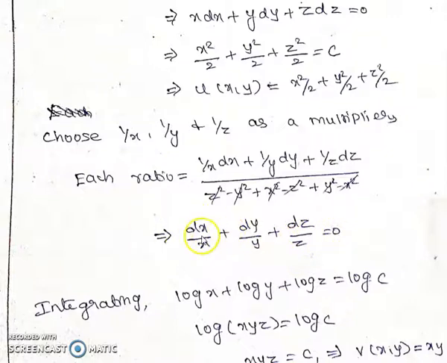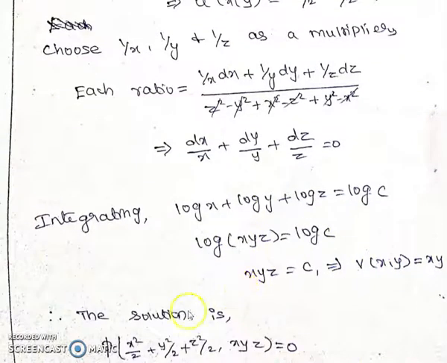The integration of dx by x is log x, then plus log y plus log z equal to log c. So this I already explained. Log a plus log b plus log c can be written as log abc equal to log c. Here cancel the log. Therefore xyz is equal to c1. So this you consider as v of x comma y is equal to xyz. Therefore the solution is phi of x square by 2 plus y square by 2 plus z square by 2 comma xyz is equal to 0. Over.